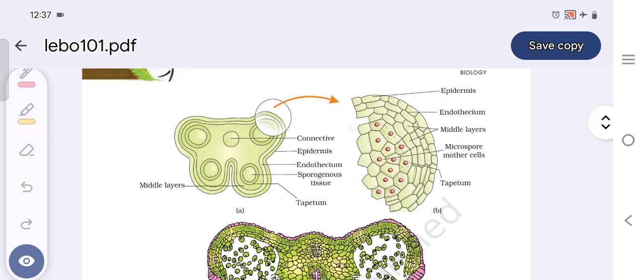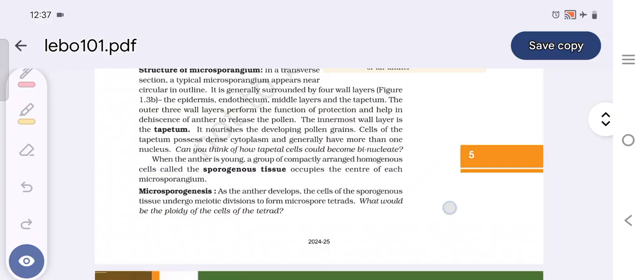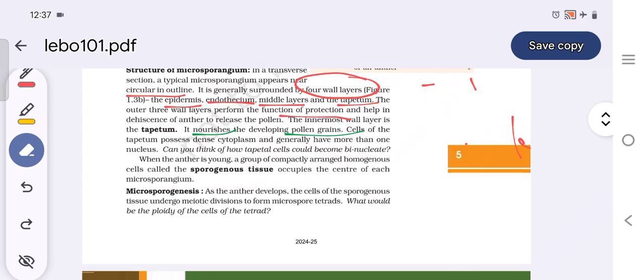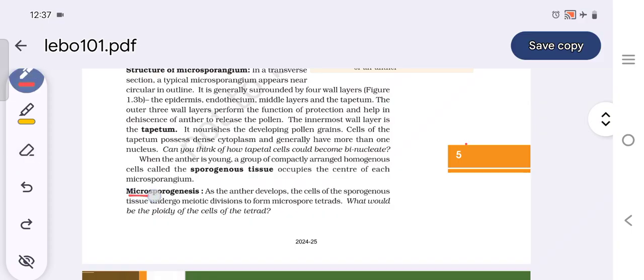Let's see the description once again. So we have the most important points there. Microsporogenesis. You can divide the word as microspore and genesis. Genesis means formation. So formation of microspores is called microsporogenesis.